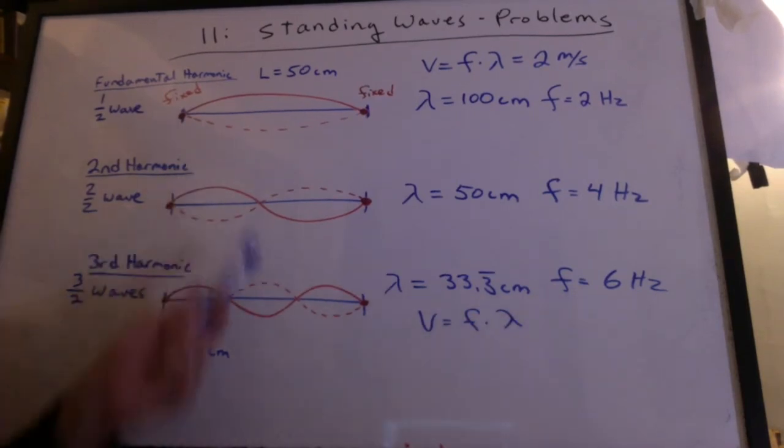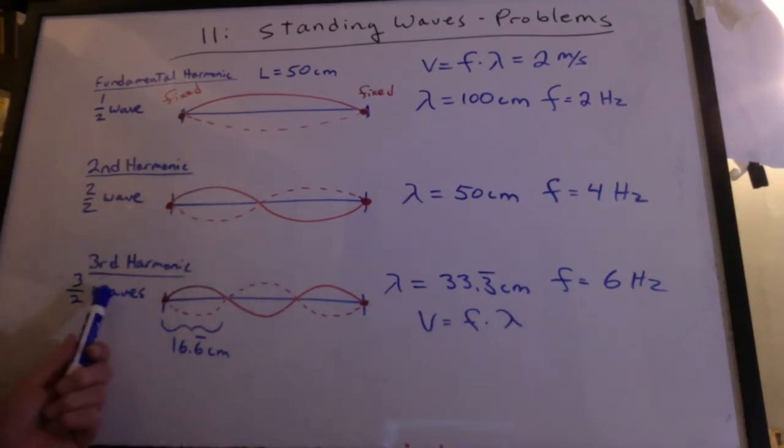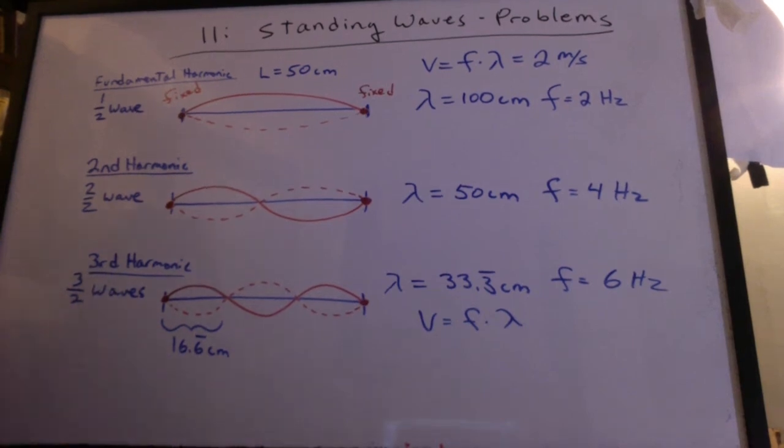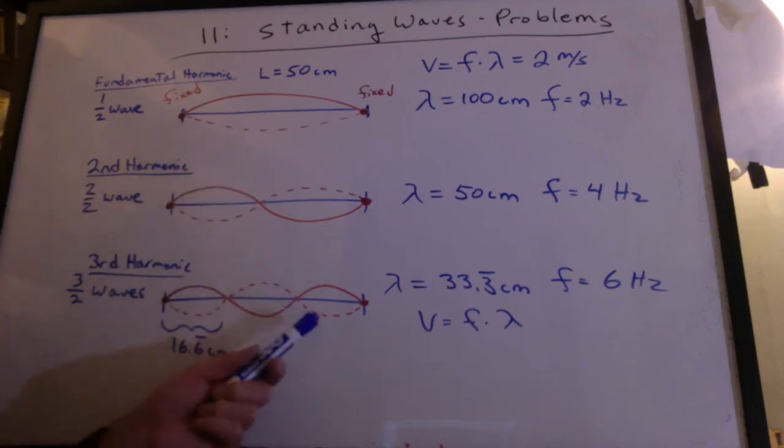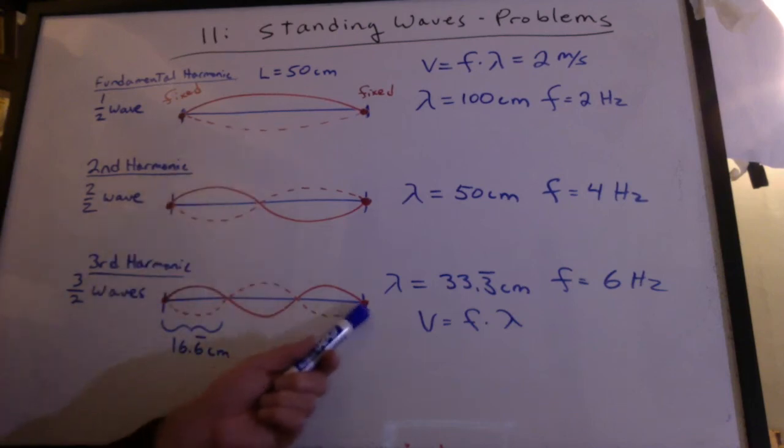Now, this pattern will continue as we go higher and higher on the harmonics. There's a 4th harmonic, a 5th harmonic, etc. Each time we go up, we add a half a wave. There's nodes on each end.